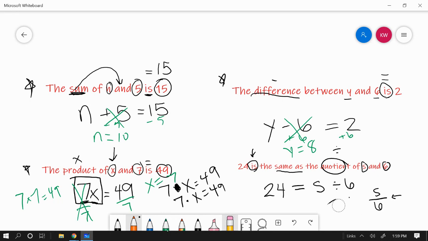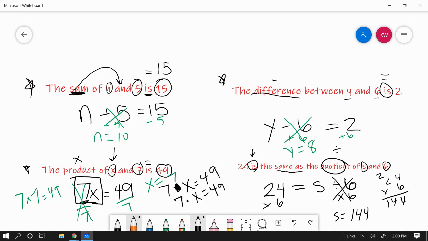Let me move this one out of the way here. So instead of divide by 6, we're going to do times 6 on both sides. And we go 24 times 6. 6 times 4 is 24. 12, 13, 14. So s would equal 144.